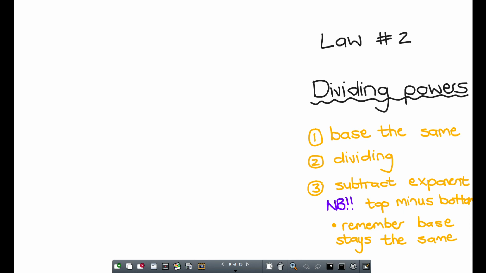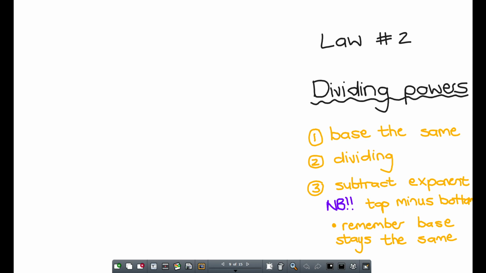Law number 2 is about dividing powers. Now, I'm just giving you a few steps again. Step 1 would be bases must be the same. Step 2, bases must be the same, and then we are also dividing. Now, if those are true, then at number 3, you'll see we subtract the exponents.